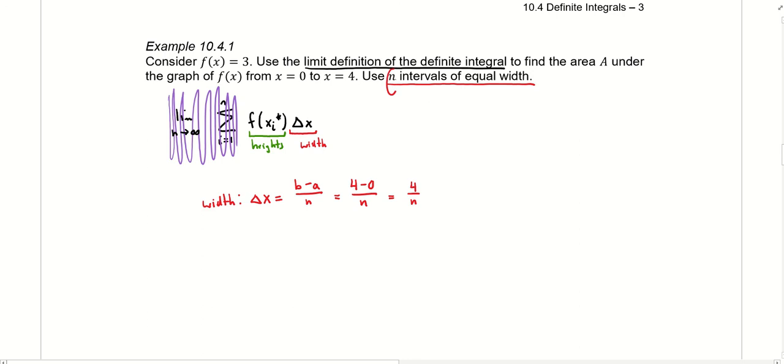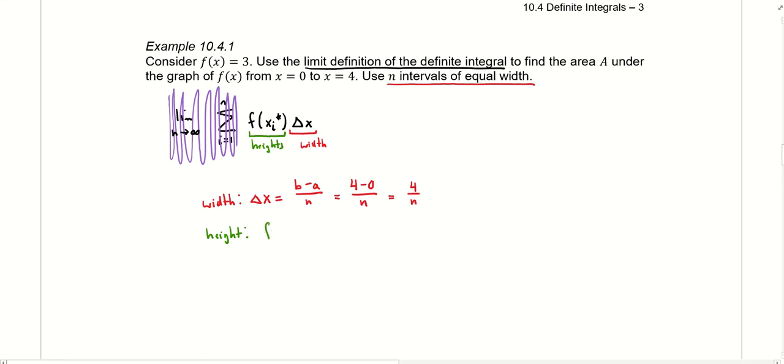So n is just standing in for some arbitrary number of intervals, arbitrary number of rectangles. So that takes care of the width. That's the same width for each rectangle. What about the height? So for most functions, the height's going to be different from x to x, because most functions, as we saw with Riemann sums, those examples, they have some sort of curvature to them.